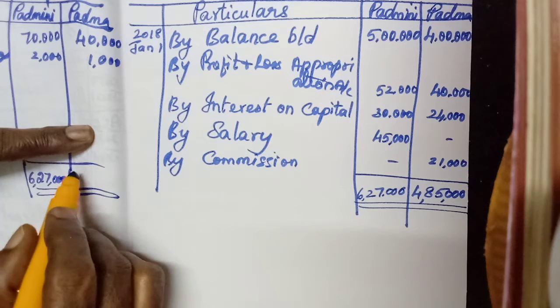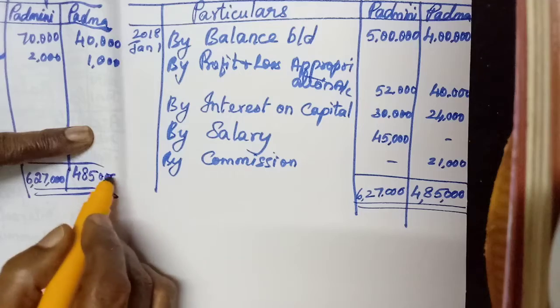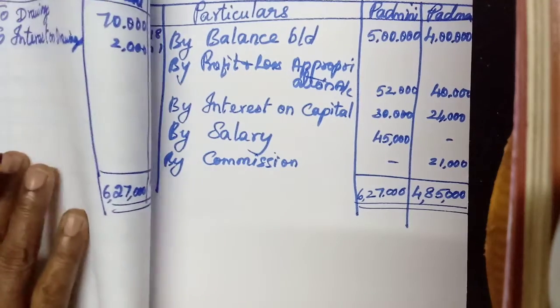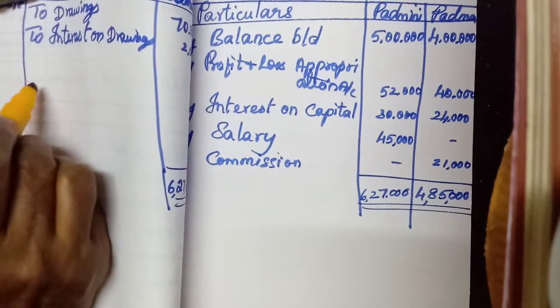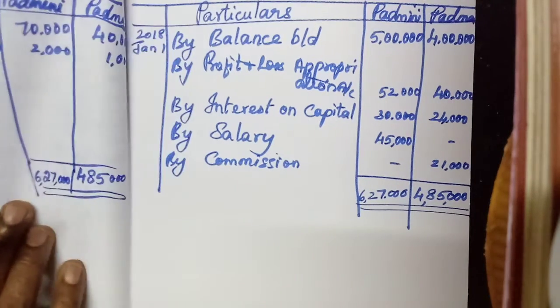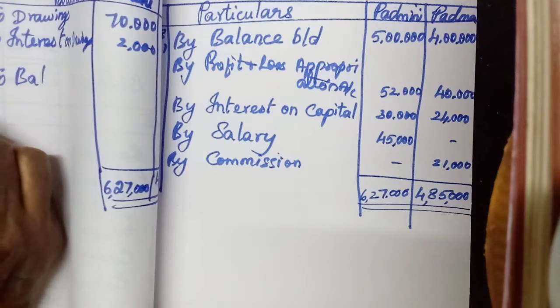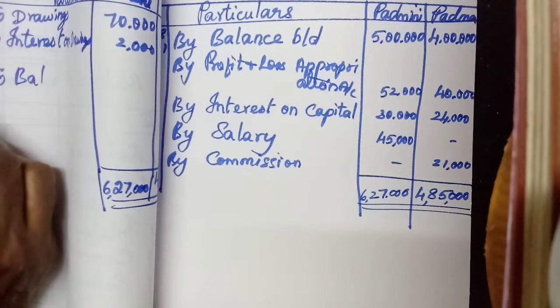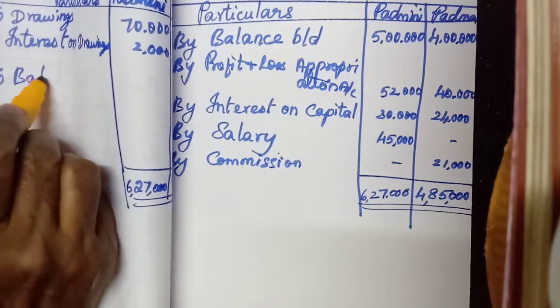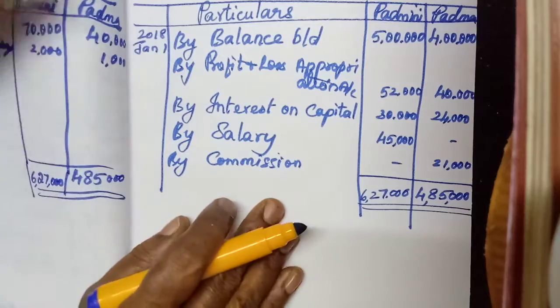Here 4,85,000. Now we should write the balance. Okay, as to balance carried on. The last date we should write. Okay, so December, the same year only, 31. Okay, to balance carry down, we will balance and find out.